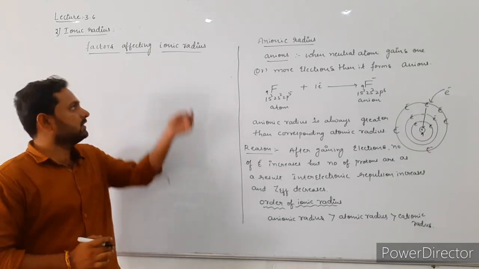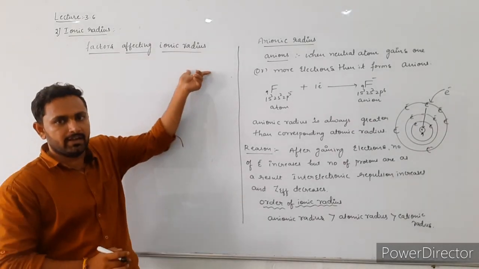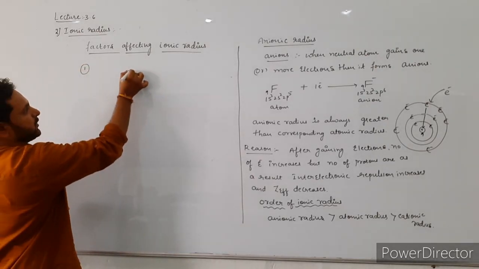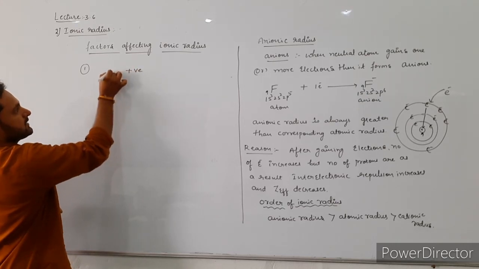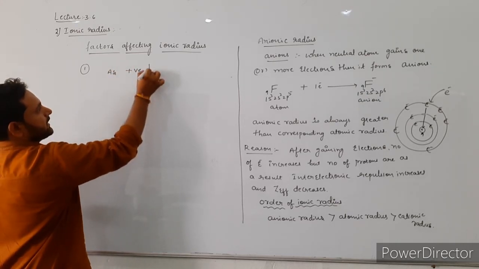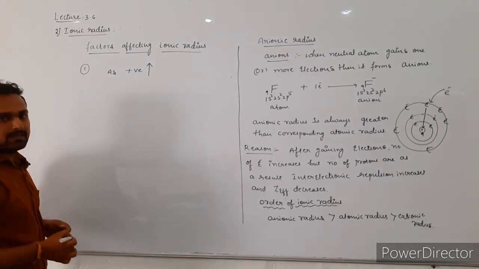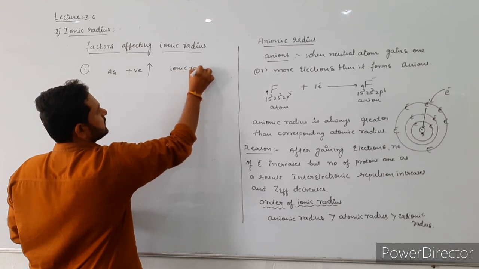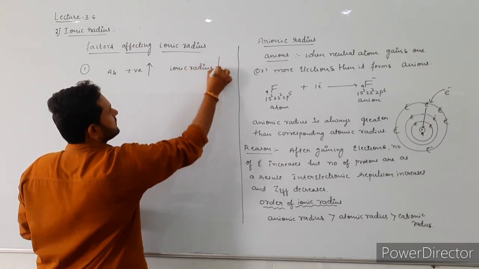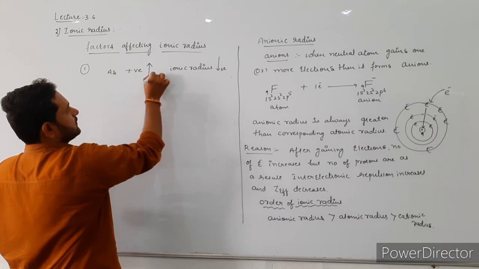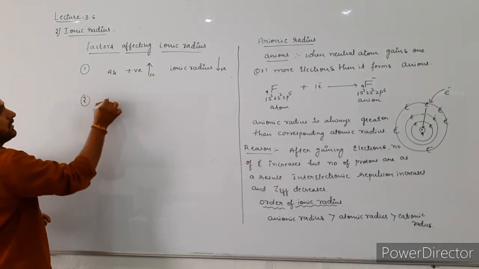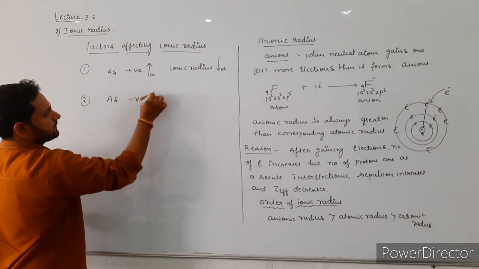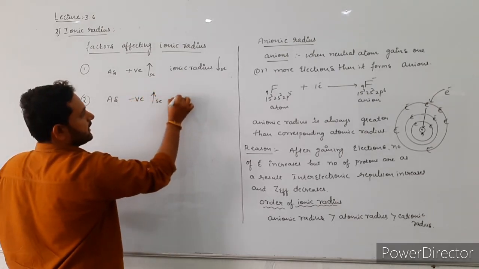The next concept is factors affecting ionic radius. The first one: as positive charge increases, ionic radius decreases. Second one: as negative charge increases, ionic radius increases.